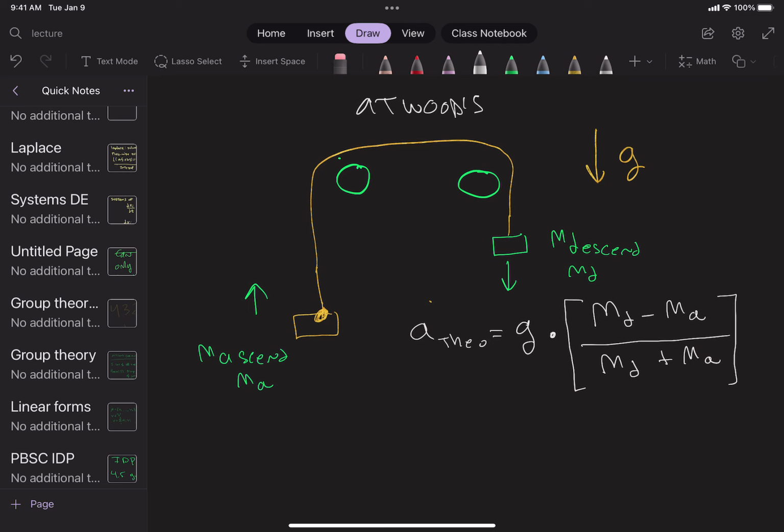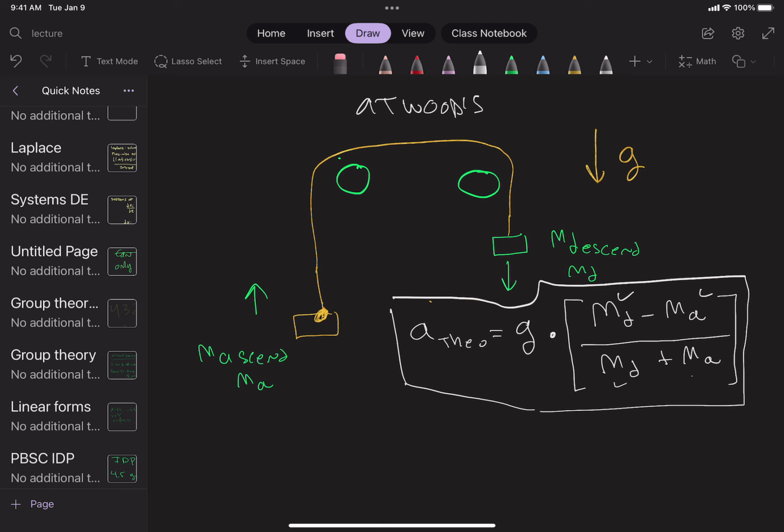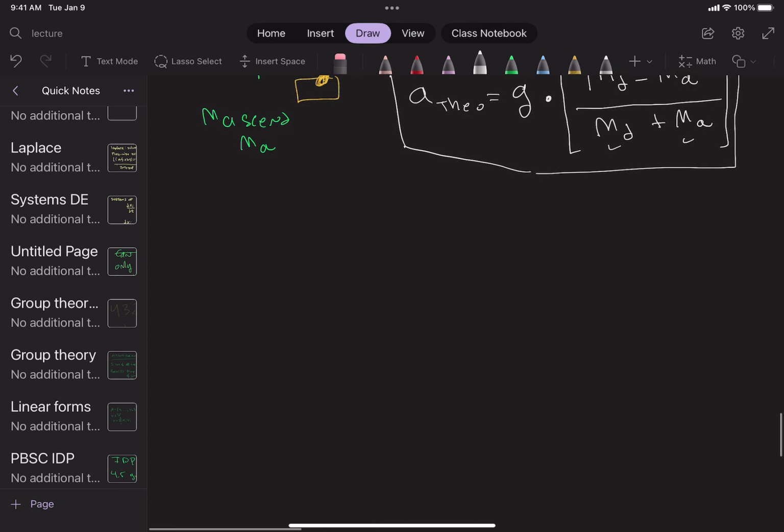So for today's lab, you're going to be able to calculate the acceleration theoretically just by using this formula. This is just going to be a plug-in. All you need to know is the masses of each of the objects. That's the theoretical acceleration, but you're also going to calculate an experimental acceleration and compare it to this one. So let's see how you're going to do that.